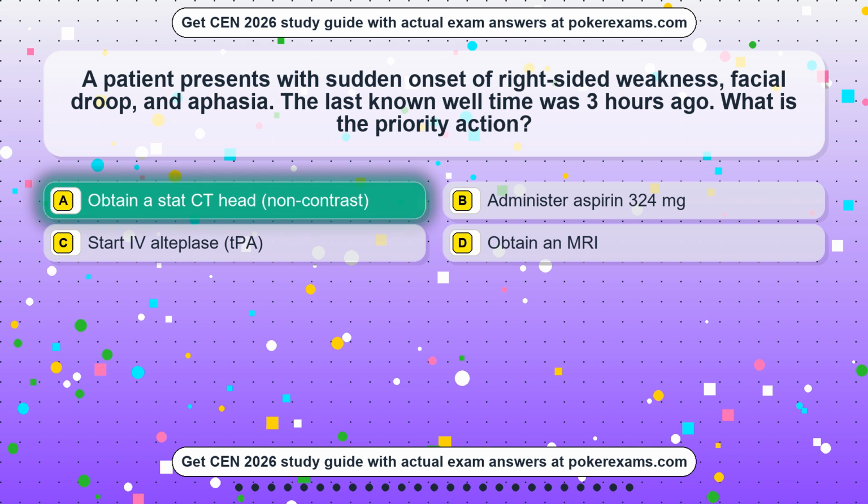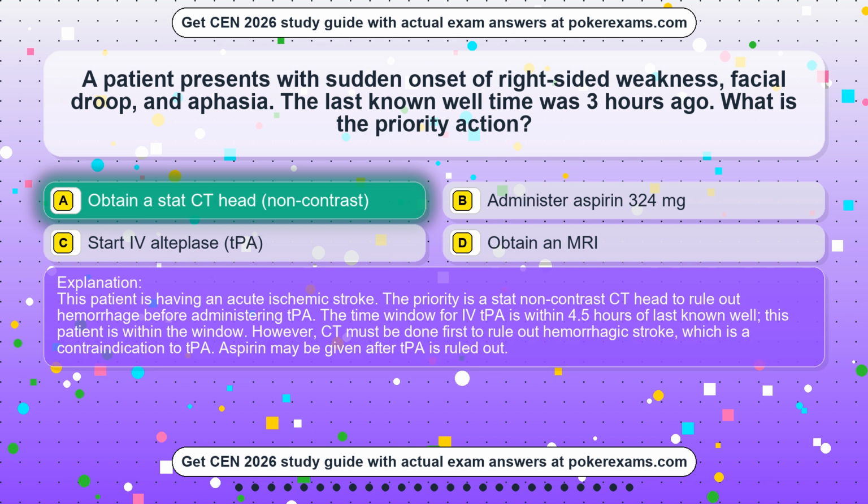The correct answer is option A, obtain a stat CT head, non-contrast. This patient is having an acute ischemic stroke. The priority is a stat non-contrast CT head to rule out hemorrhage before administering tPA. The time window for IV tPA is within 4.5 hours of last known well, and this patient is within the window. However, CT must be done first to rule out hemorrhagic stroke, which is a contraindication to tPA. Aspirin may be given after tPA is ruled out.